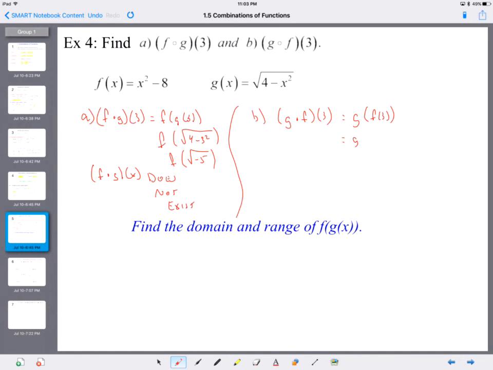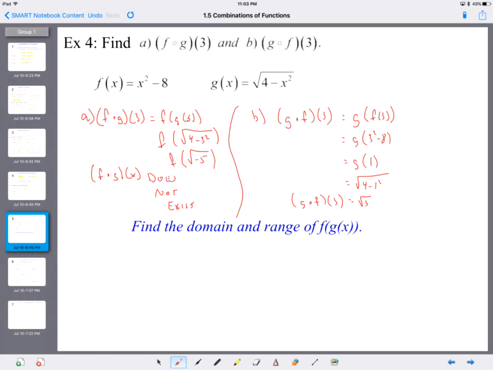So this will be g of f of 3. So now we're going to plug 3 in, so it'd be 3 squared minus 8. And that's 9 minus 1, or sorry, 9 minus 8, which is 1. And so now you're finding g of 1, which is the square root of 4 minus 1, and that's the square root of 3. So this one does exist. So g of f of 3 does exist. It's the square root of 3. So obviously in the g function, 1 is part of the domain, whereas 3 is not part of the domain.